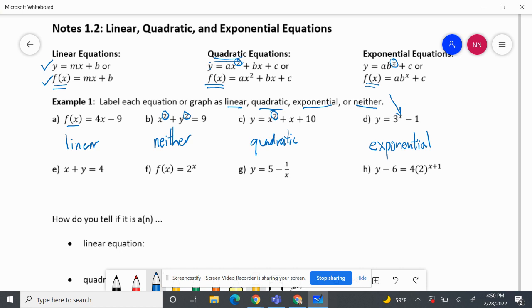Now, looking at letter E, this isn't in the exact form as y equals mx plus b, but we see that we have an x and a y and there's no exponents. So that tells us that it is linear. Letter F, we're looking at the exponent. We see that the exponent is an x, so that tells us it is exponential.